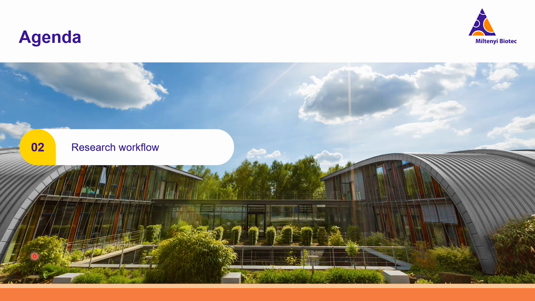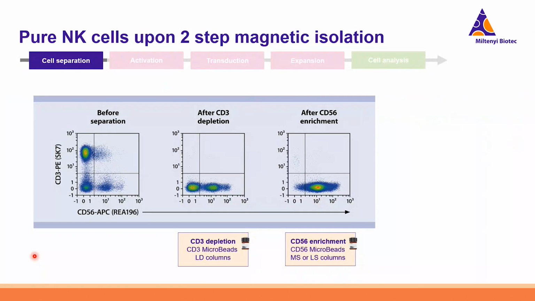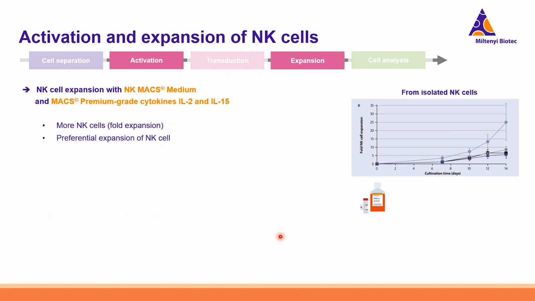So now looking at the research workflow and the first step, the cell separation, where the NK cells need to be isolated. The isolation process is in the first step, after, in this case, having your PBMCs, the CD3 cells are depleted with CD3 microbeads. Then the negative fraction is used to enrich the CD56-expressing cells, so to really have only the pure NK cell population. And after that, it's very important to activate the NK cells and to expand the NK cells.